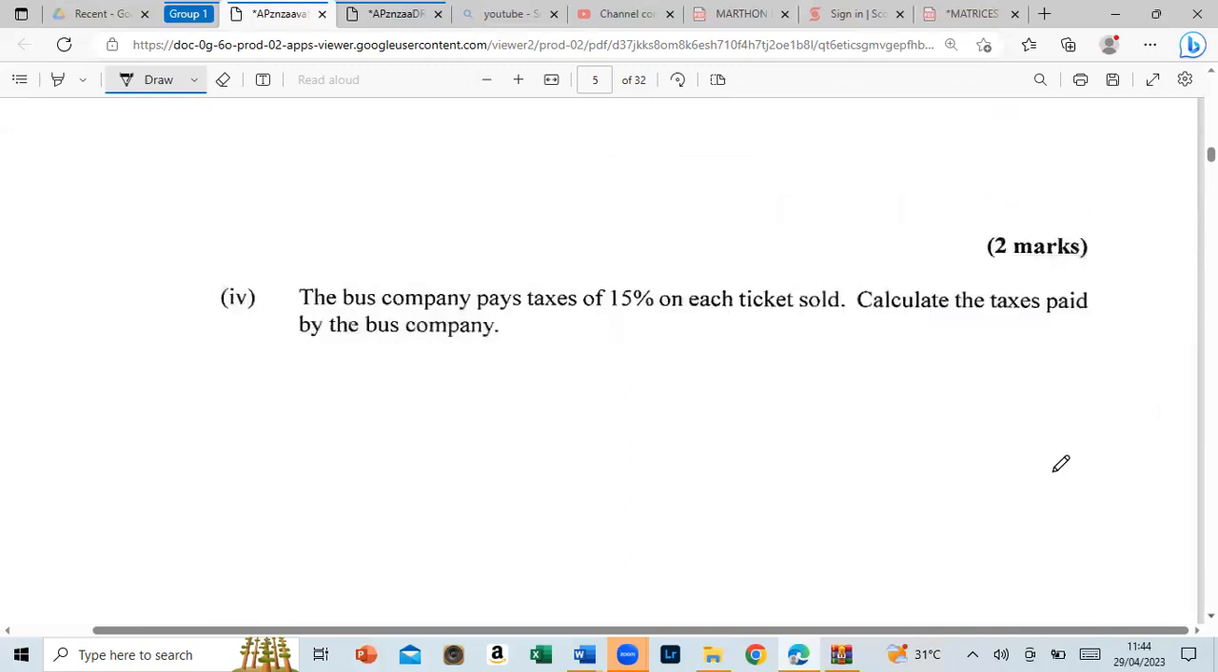All right, they say the bus company pays taxes of 15% on the tickets sold. Calculate the tax paid by the bus company. So they pay 15% tax. So we need another piece of information, and we need the total for everything to come to. They say the bus company pays taxes of 50% on each ticket sold. Calculate the taxes paid by the bus company.